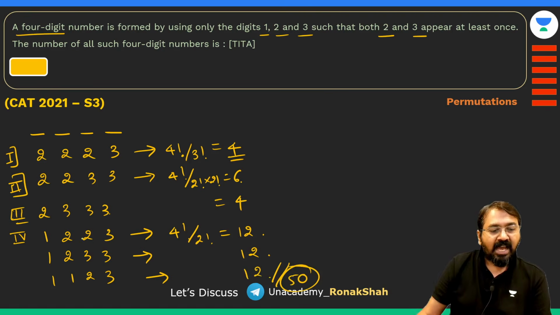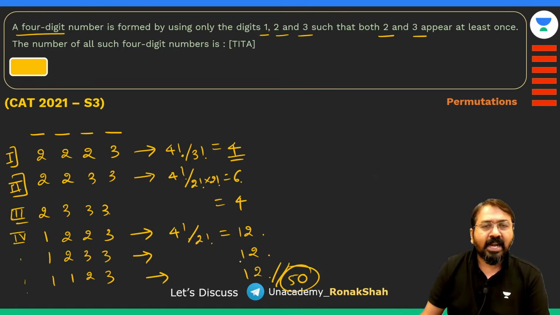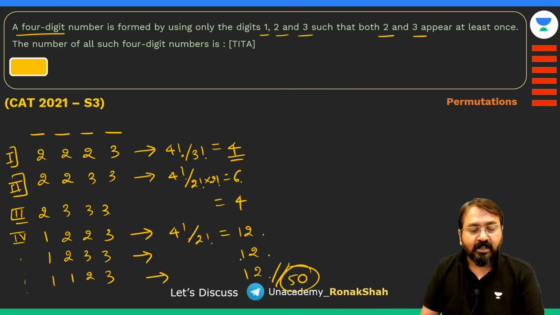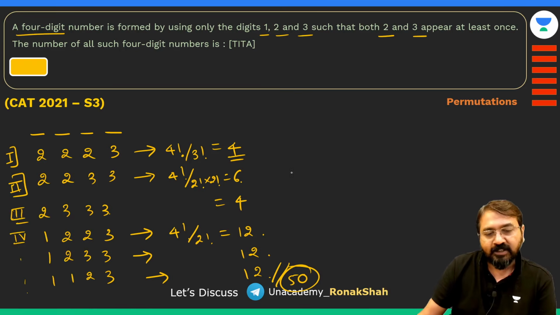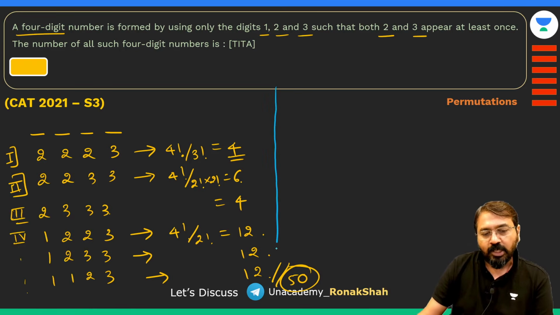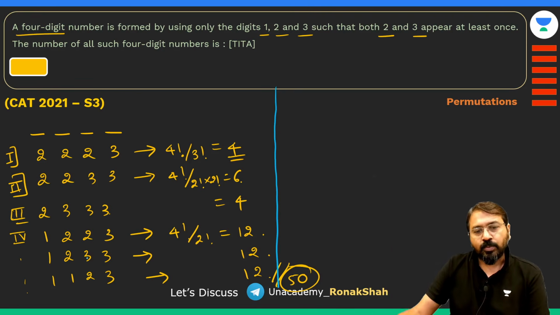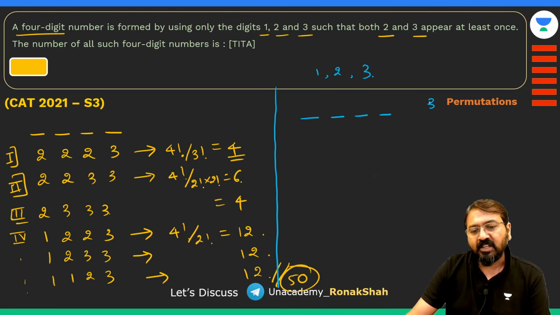But then I had to make different cases to get that. Of course, it's not that complicated, but there is a shortcut to solve this question. So let's see what is the other way of solving this question. So guys, instead of doing all this, can't I think of it this way, that the total number of 4-digit numbers that I can make using these digits 1, 2 and 3 is nothing but 3 raised to 4.